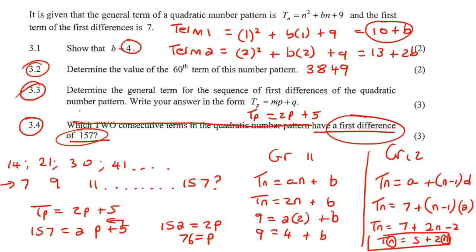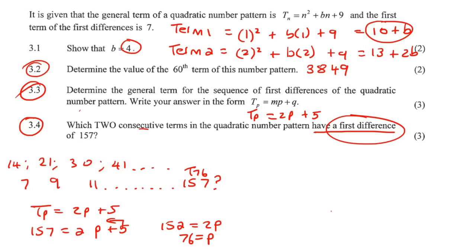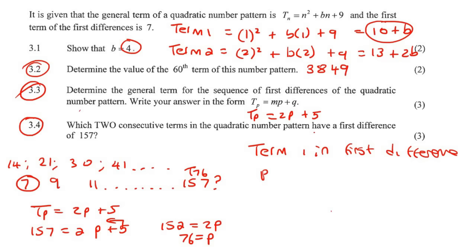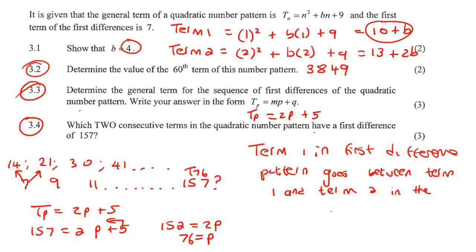Now, to answer the question, to figure out between which two terms it is in the quadratic number pattern, all we do is the following. I like to just look at this. We can say that the number 7, which is term 1 in the first difference pattern, goes between term 1 and term 2 in the quadratic pattern. So term 1 goes in between term 1 and term 2. So you see how these match.